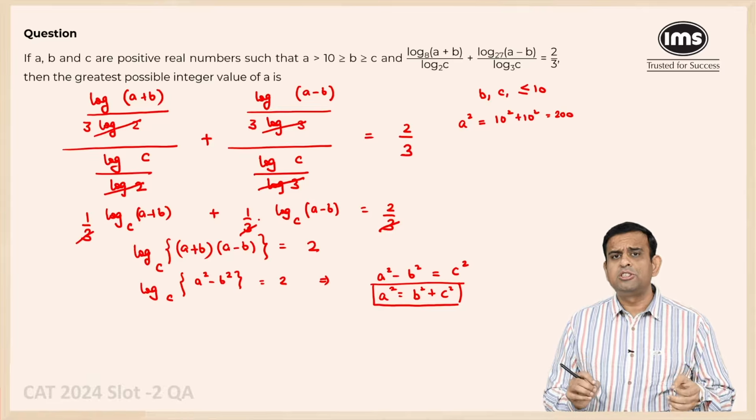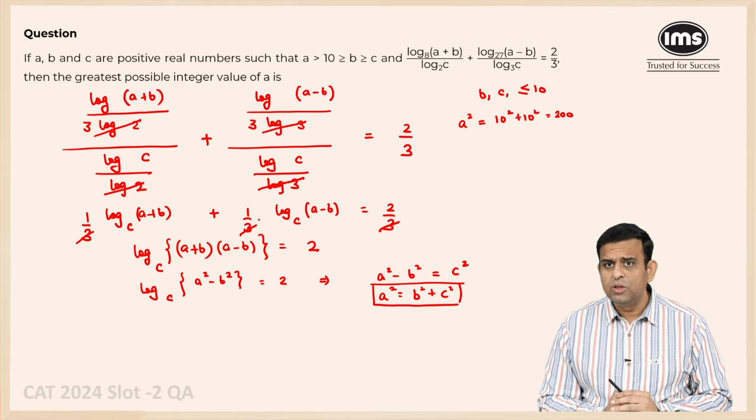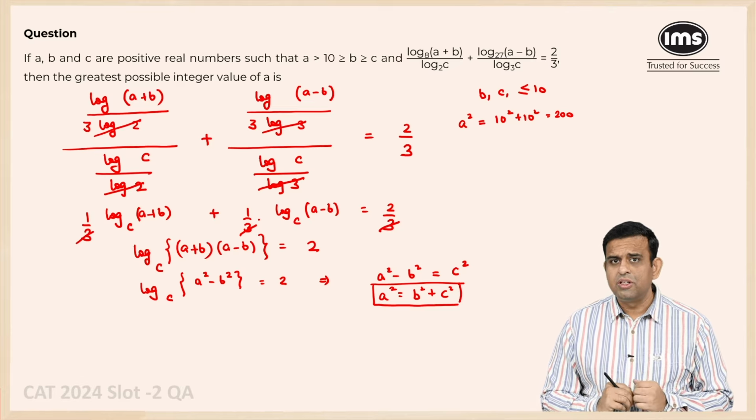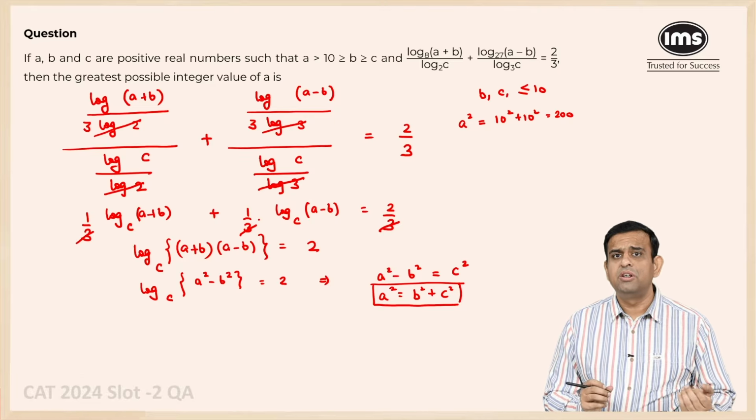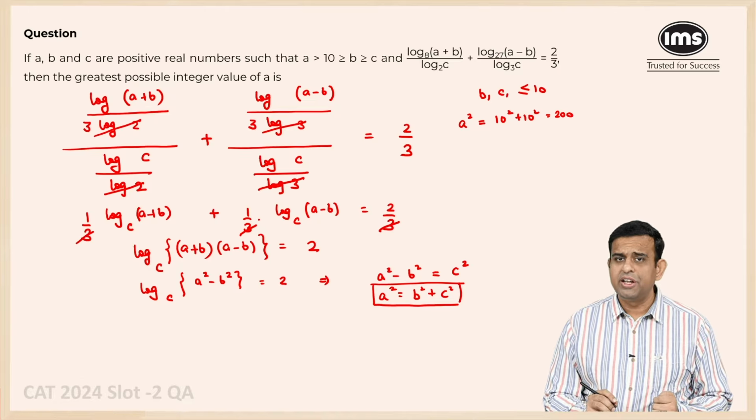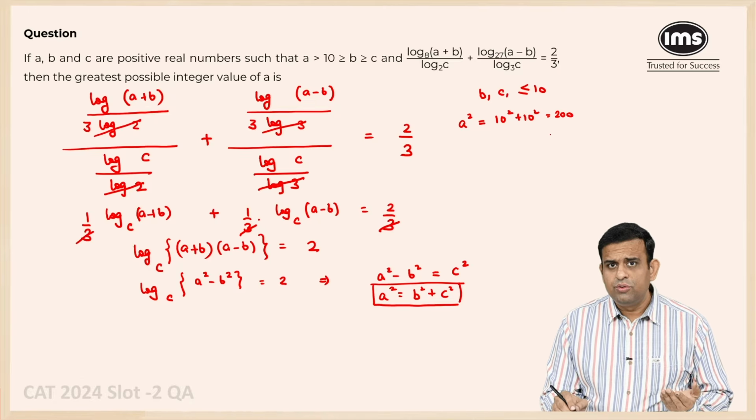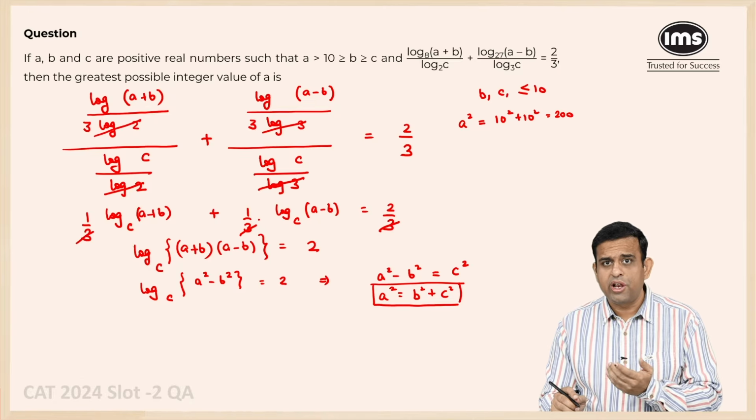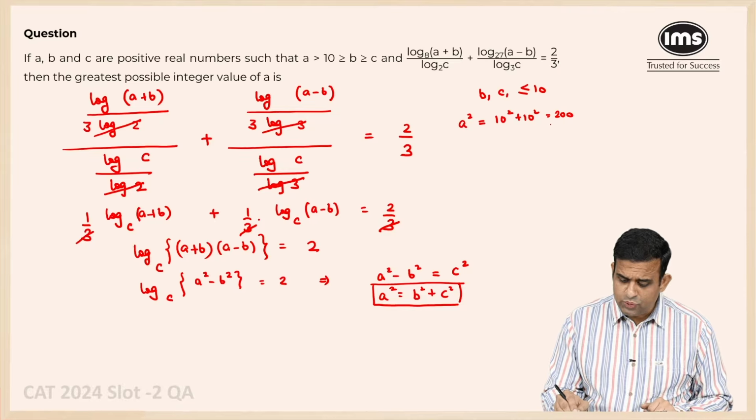So the largest possible value of a square is equal to 200. Now if someone asks you, can you give me the largest perfect square which is less than 200, the answer happens to be the number 14, which is 196. 14 square happens to be 196.